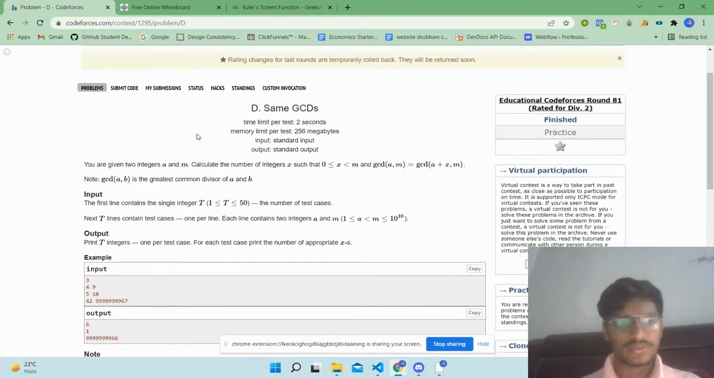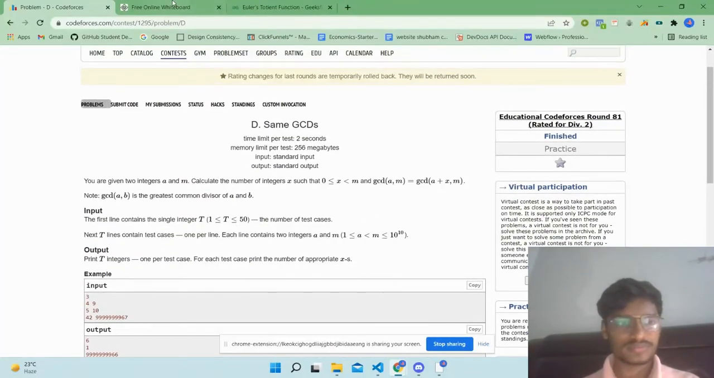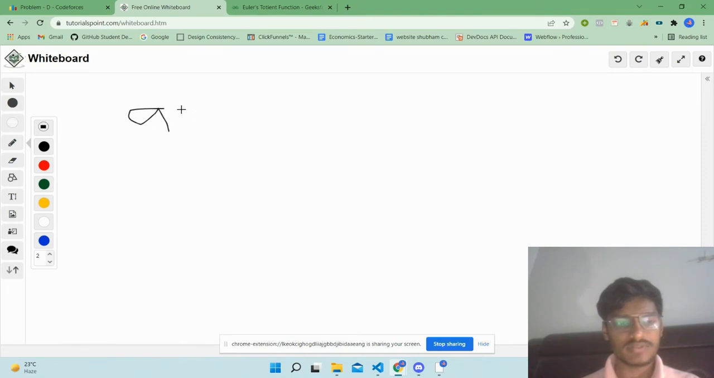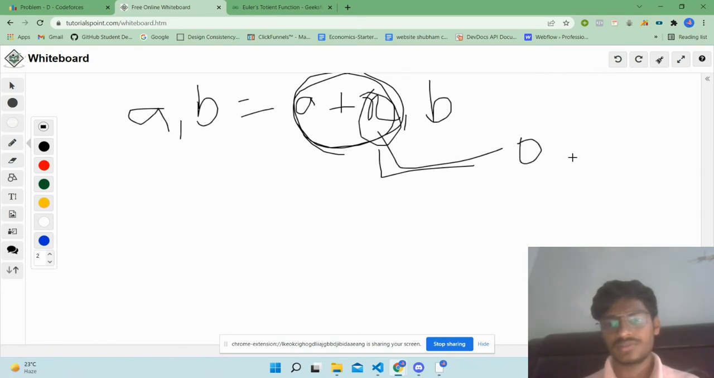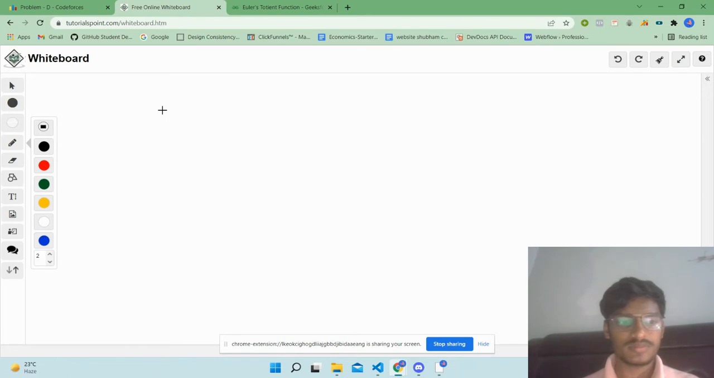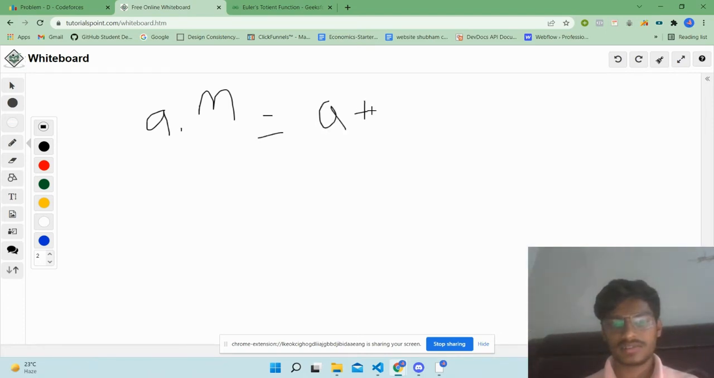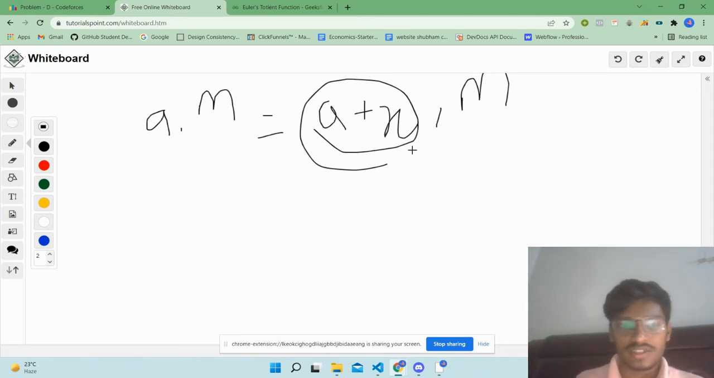Okay, so let me go straight to the whiteboard and better explain what this question is all about. We are given a and m, and the GCD of a and m is equal to the GCD of a plus x, m. We don't know the range of a plus x. We just know the range of x, which is 0 to m, and we have to find the number of x which satisfy that. Don't get confused between b and m.